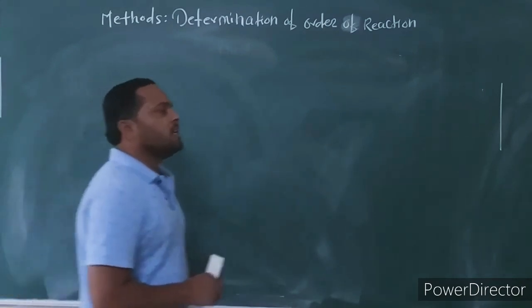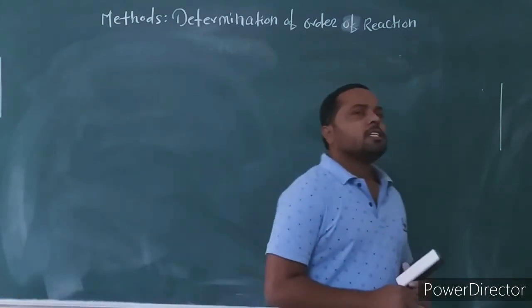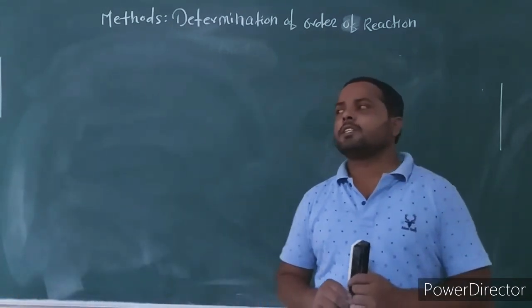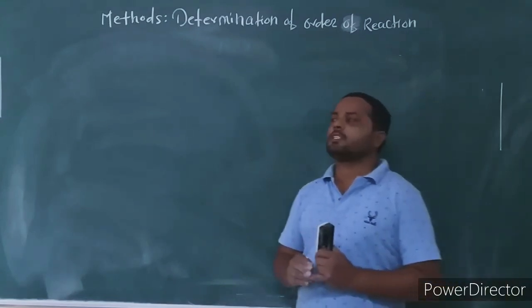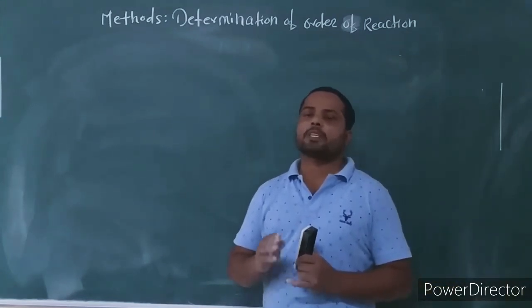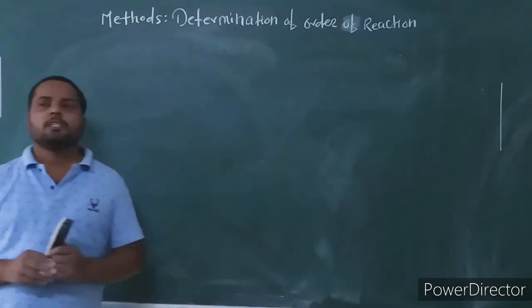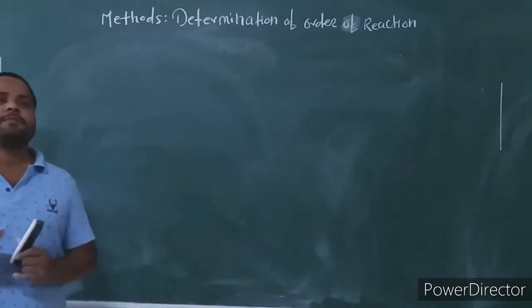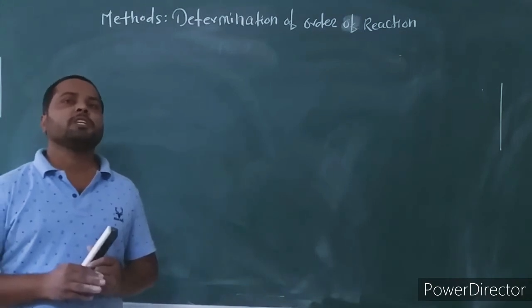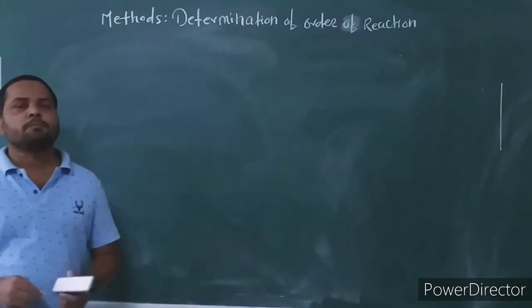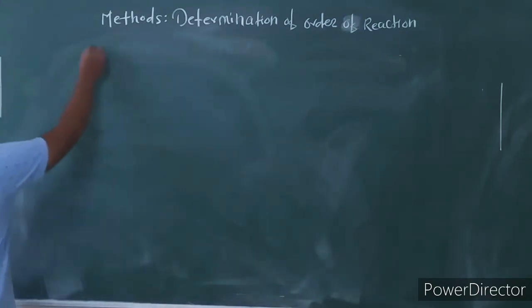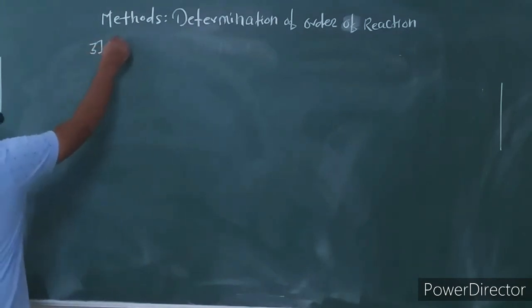In today's lecture, we learn the remaining two methods used for determination of order of chemical reaction. The third method is the half-life method and the fourth one is the differential method. Now we discuss the third one.